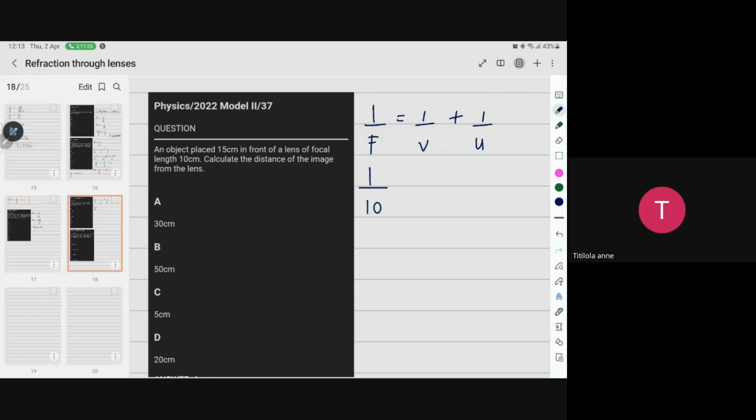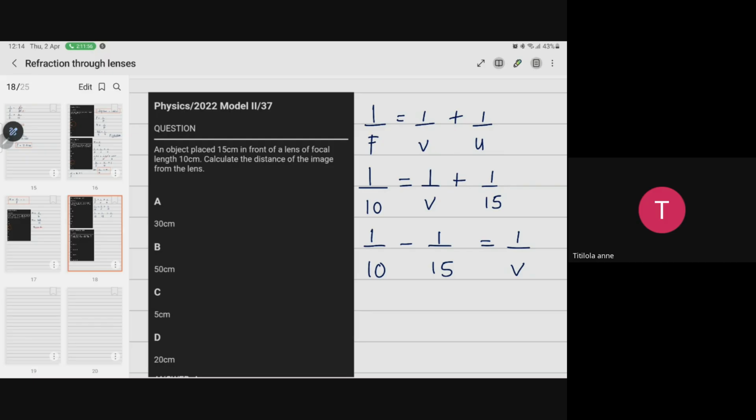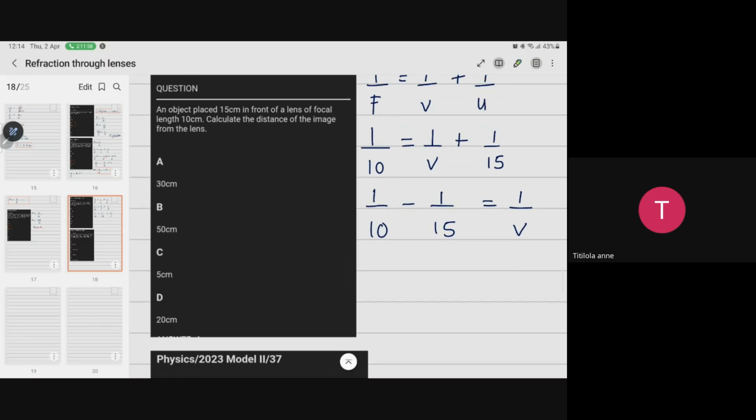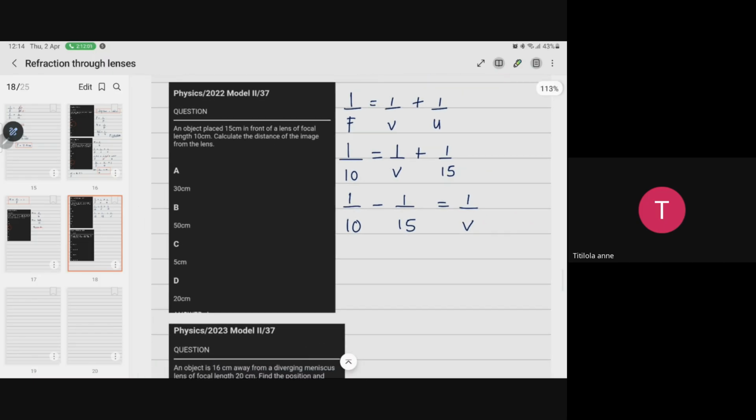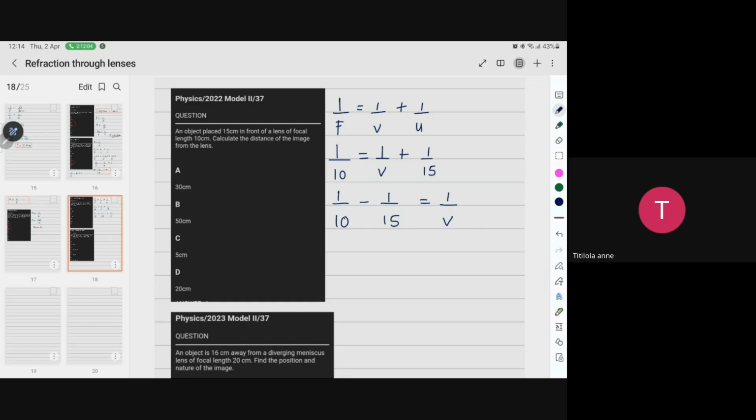1 over 10. How will I be solving that? Go ahead. 1 over 10 equals what? 1 over 10 minus 1 over 15. No. We're here to place in the values now. We're looking for the image distance, which is 1 over V. So 1 over F will give us 1 over V plus 1 over U. Then our 1 over F will be 1 over 10. And so then what will it be after subtracting? What's the value? Okay, the value will be 5 over 15 equals to 1 over V.